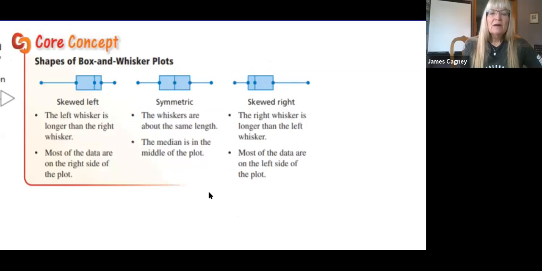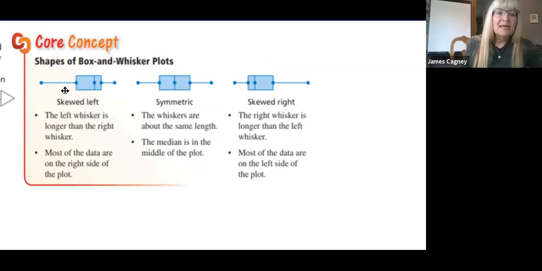Now, when I look at box and whisker plots, I can talk about them being symmetrical. I could talk about them being skewed left or skewed right. Just like when we did the histograms, symmetric means that it is roughly even on both sides of Q2. If I fold it in half, the halves are going to match. This means that the median is the middle of the plot.